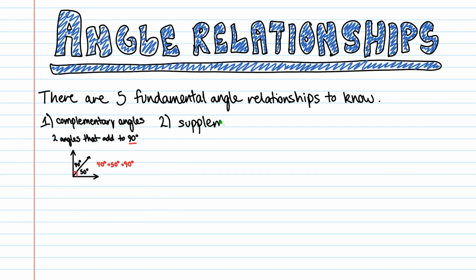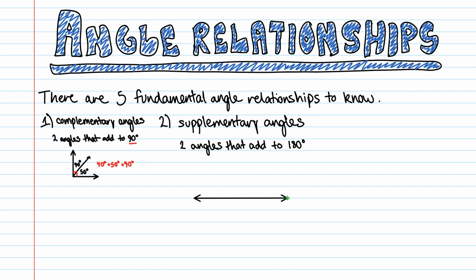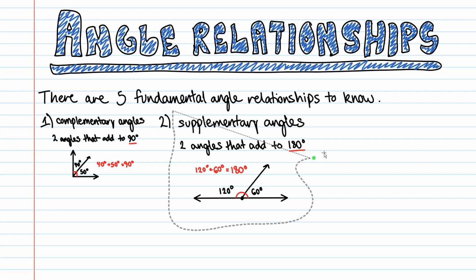The second one to know is called supplementary angles. This is where you have 2 angles that add to 180 degrees, otherwise known as a straight line. Here's an example of supplementary angles. If we had 120 degrees and 60 degrees, they both add to 180 degrees.